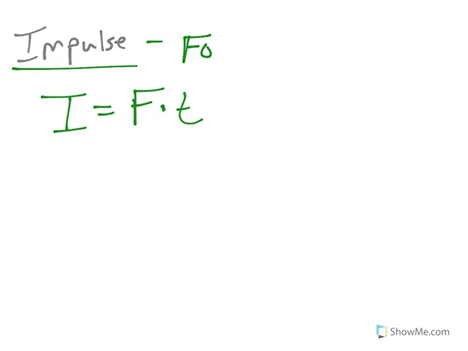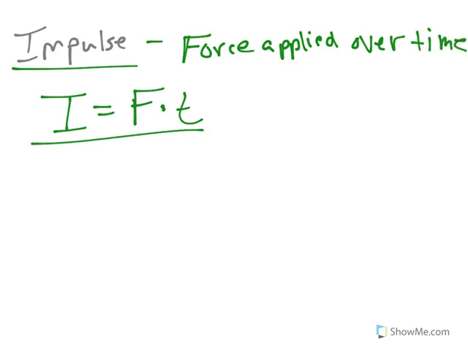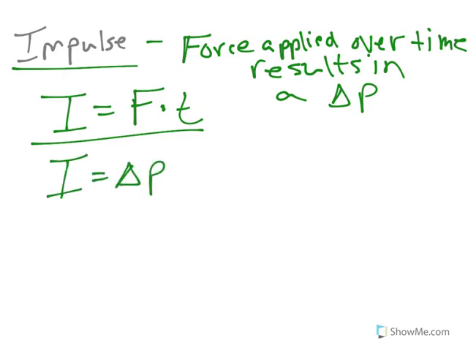Let's look at the last thing we've talked about, and that's an impulse. An impulse, if you'll remember, is a force applied over a period of time. The way you calculate it is an impulse is equal to a force times a time. But an impulse also results in a change in momentum. Remember that delta means change. So impulse is equal to the change in momentum, or we could rewrite this as change in momentum equals force times time. This is what an impulse is.